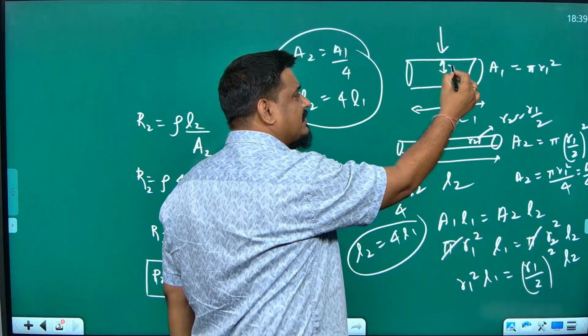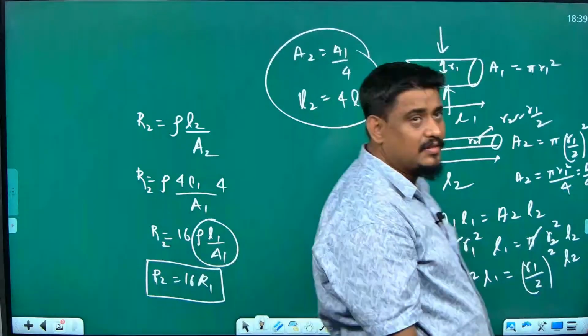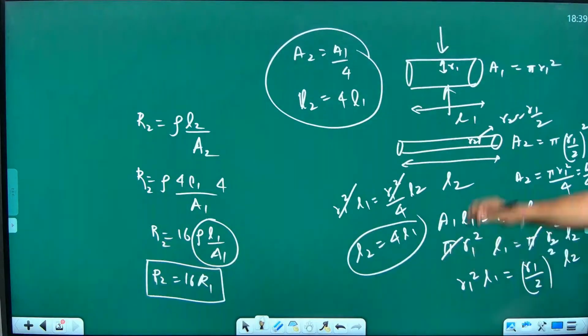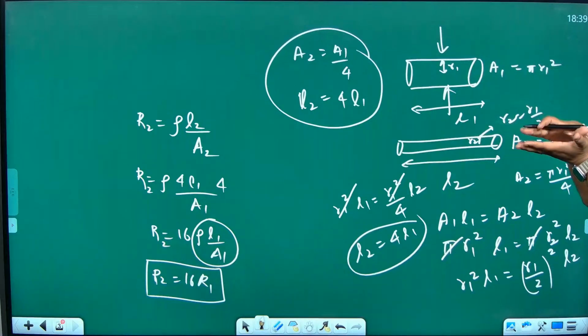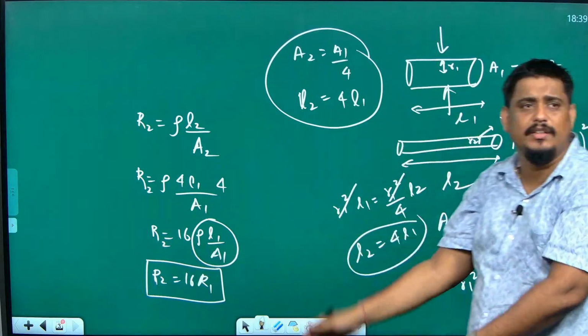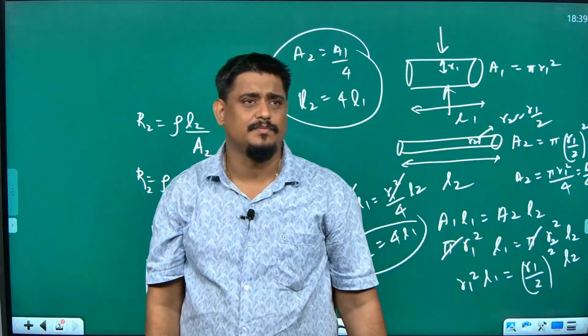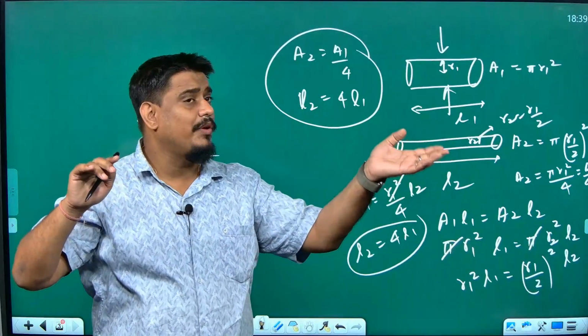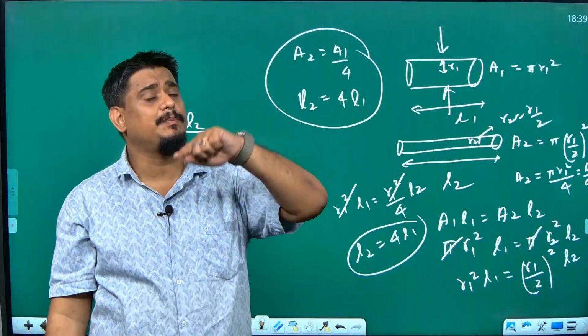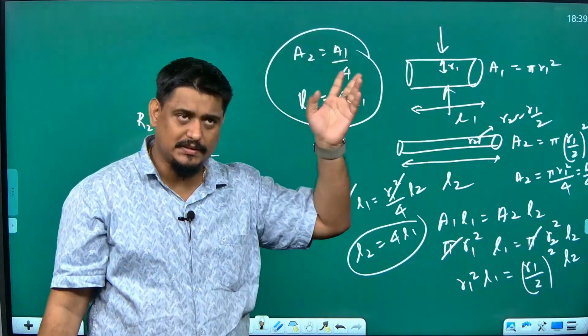Am I right? Yes, sir. So what I am doing, I can understand that when the wire is compressed, it will become thin, so it will become long also, isn't it, Kritikeshwaran? If it becomes thin, it must become long. So we want to find the relationship of the new length with the old length.